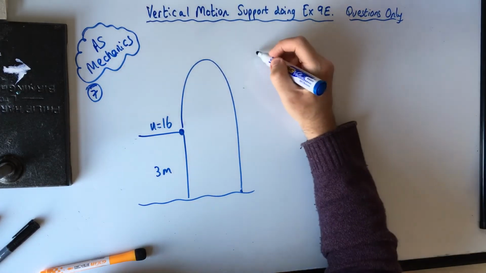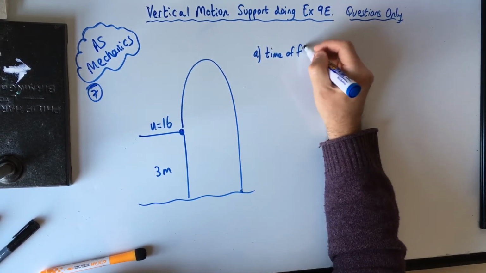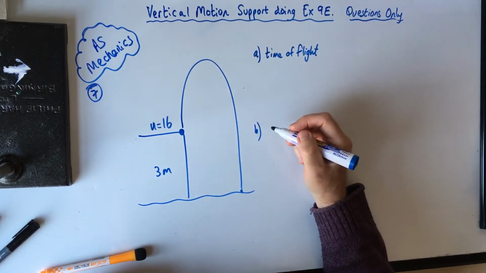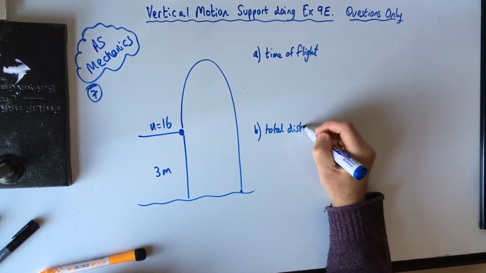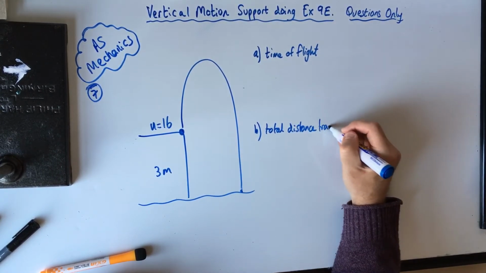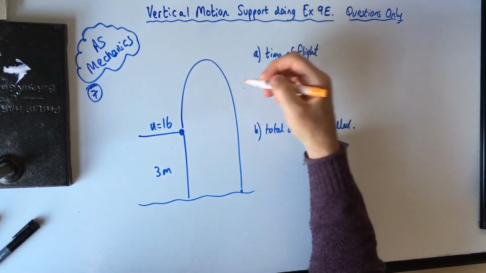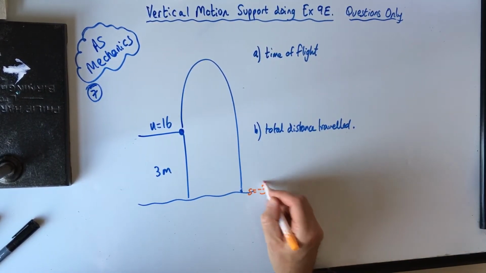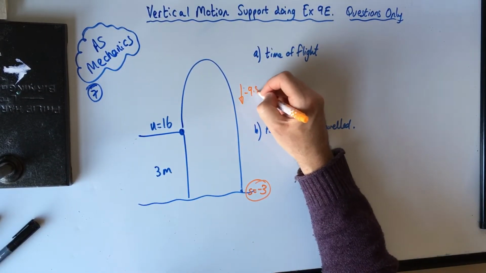You've got to find A, time of flight, standard question. Okay, and B, total distance travelled. Be careful with that one. We'll have a look at that now. So, time of flight. Okay, so let's have a look at some things in here. What is this point here to reach here? This is when s is equal to -3. Okay, because it's 3. Remember, up is positive, down minus 9.8.